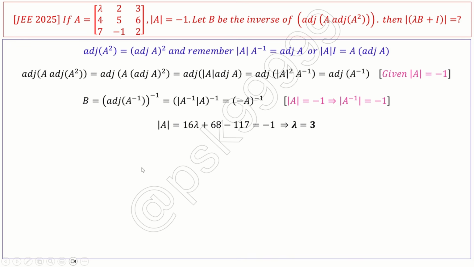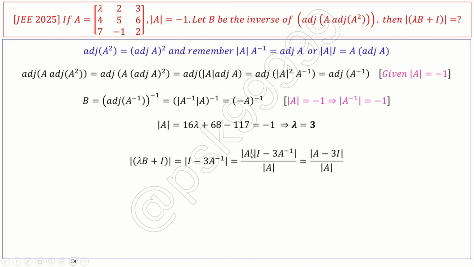Now I need to find lambda. Lambda is very simple. Determinant of A, if I expand this, is 16 lambda plus 68 minus 117, which is equal to minus 1. From this I get my lambda value, which is 3. Now the determinant of lambda B plus I: B is nothing but minus A inverse, so I will write it as I first, minus 3 into A inverse. Now I multiply and divide by determinant A. Just to simplify, I could actually find A inverse and get the answer, but this is simple.